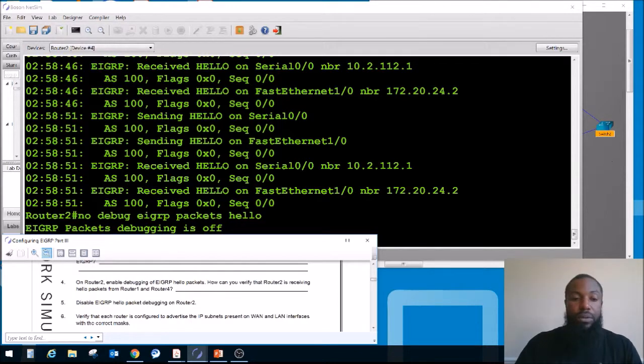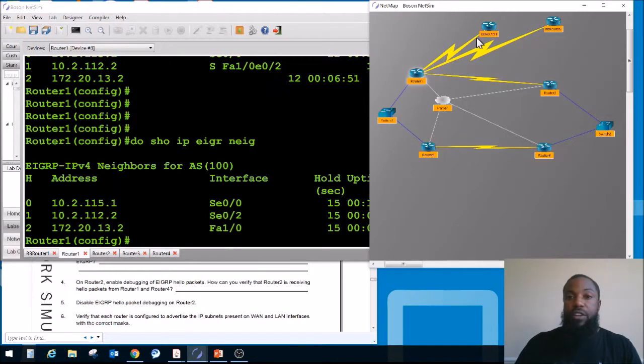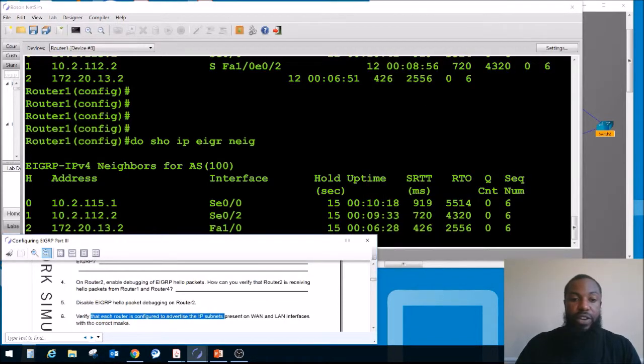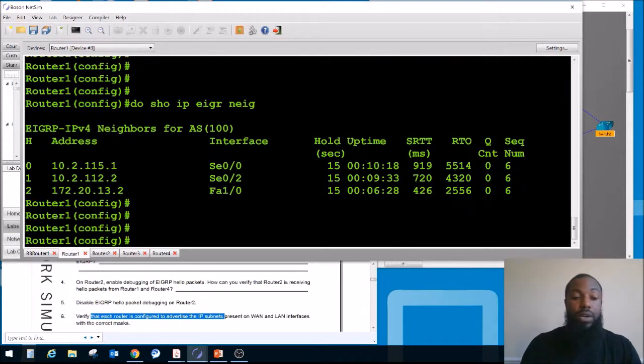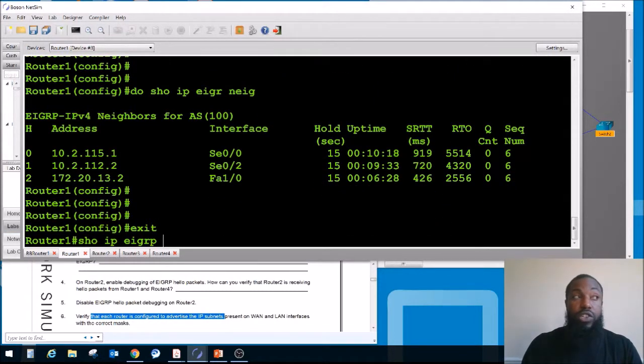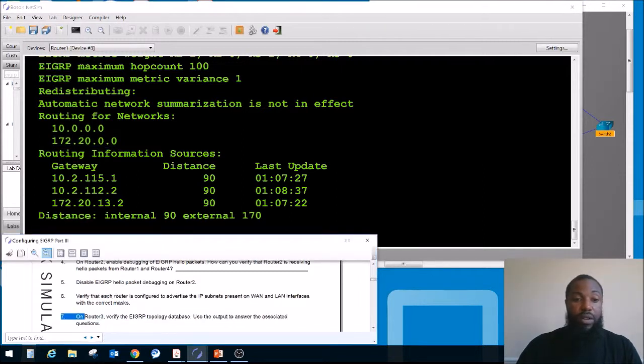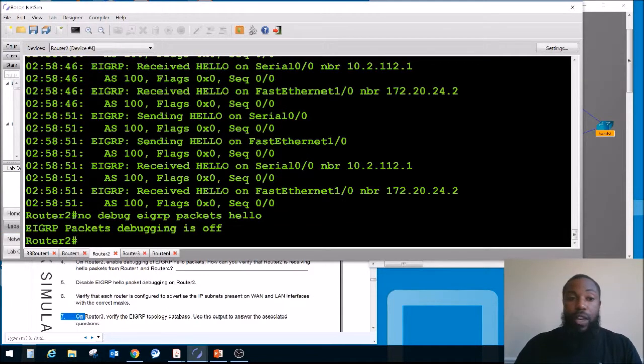All right, so we have the WAN interface and then the LAN interface right here. So let's start off with router 1. How do we verify each one is configured to advertise? I believe it's just show ip protocols. That'll tell you what it's advertising, right? There it is. That's our information sources. We are advertising the 10 network and the 172.20 network. Router 3, on question 7, I'm not going to do all of them. But actually, let's go ahead and do all of them. Router 2, he wants us to do the same thing.